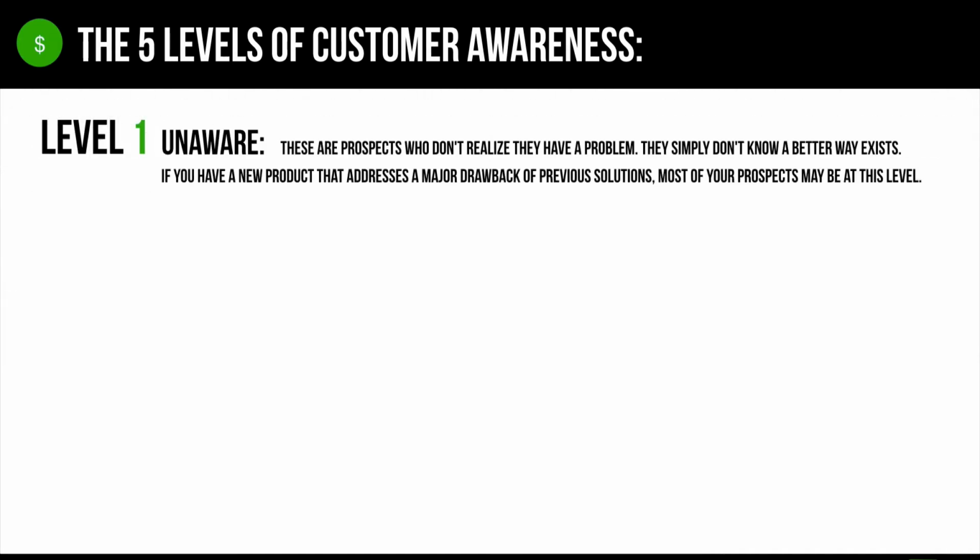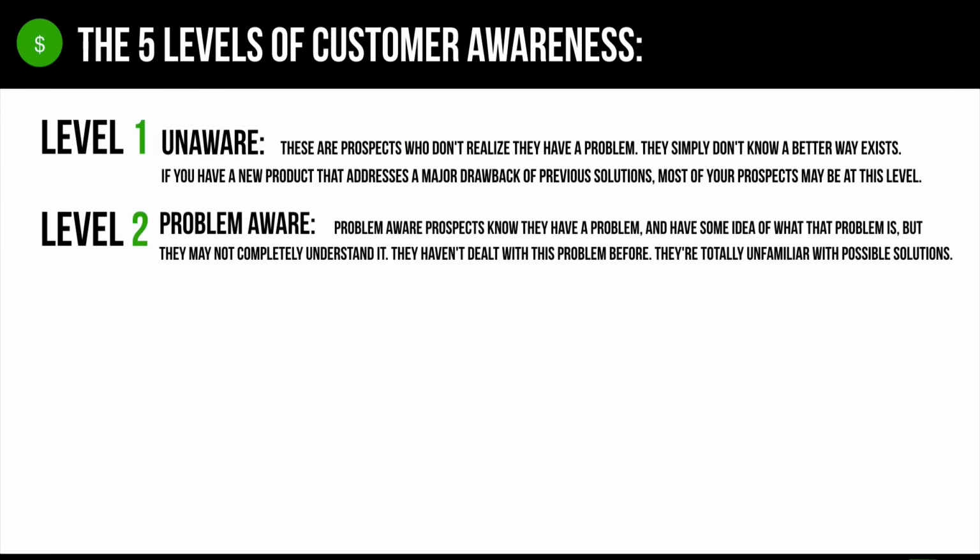Level 1, unaware. These are prospects who don't realize they have a problem. They simply don't know a better way exists. If you're advertising a new product that addresses a major drawback of previous solutions in the marketplace, most of your prospects may be at this level. Level 2, problem aware. Problem-aware prospects know they have a problem and have some idea of what that problem is, but they may not completely understand it. They haven't dealt with this problem before, so they're totally unfamiliar with possible solutions.